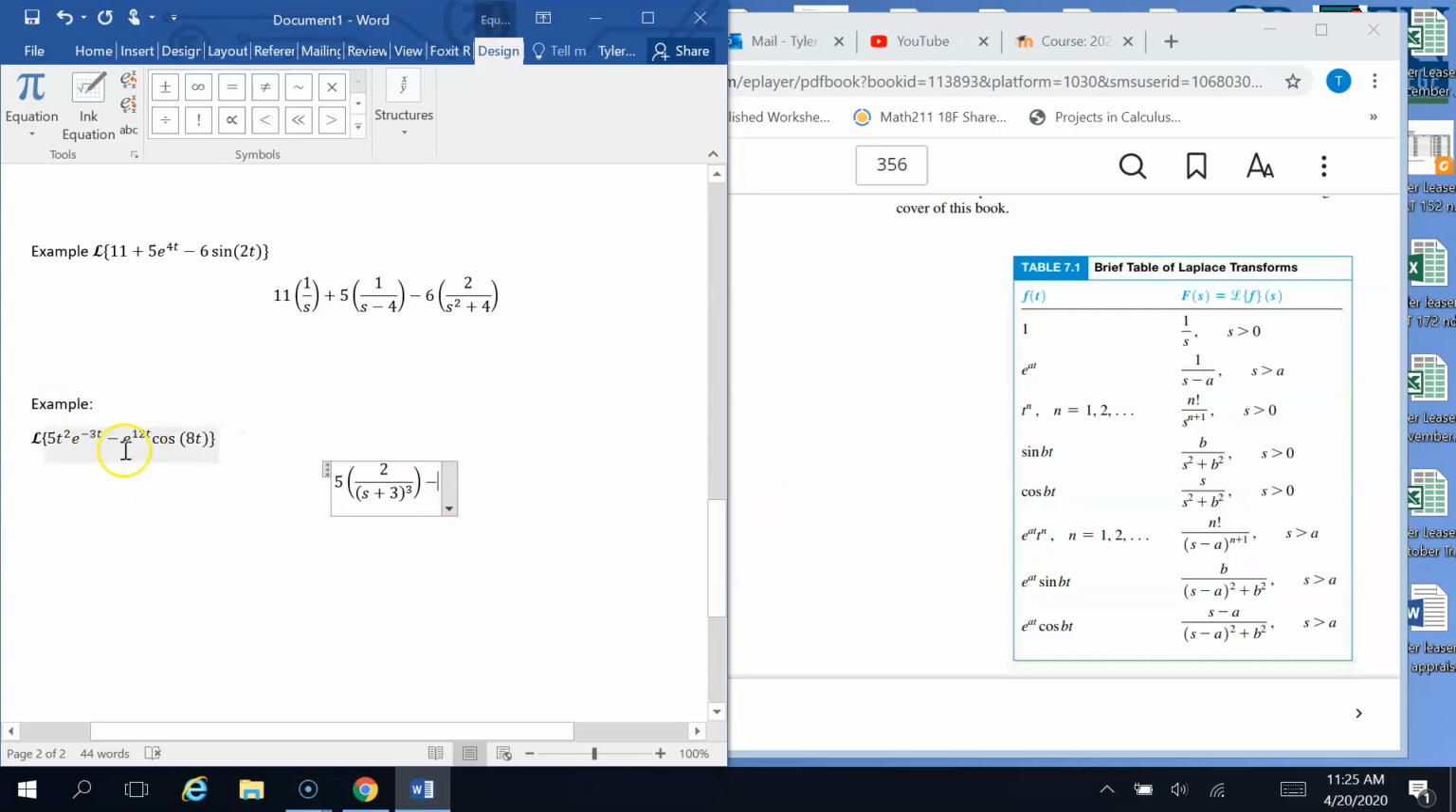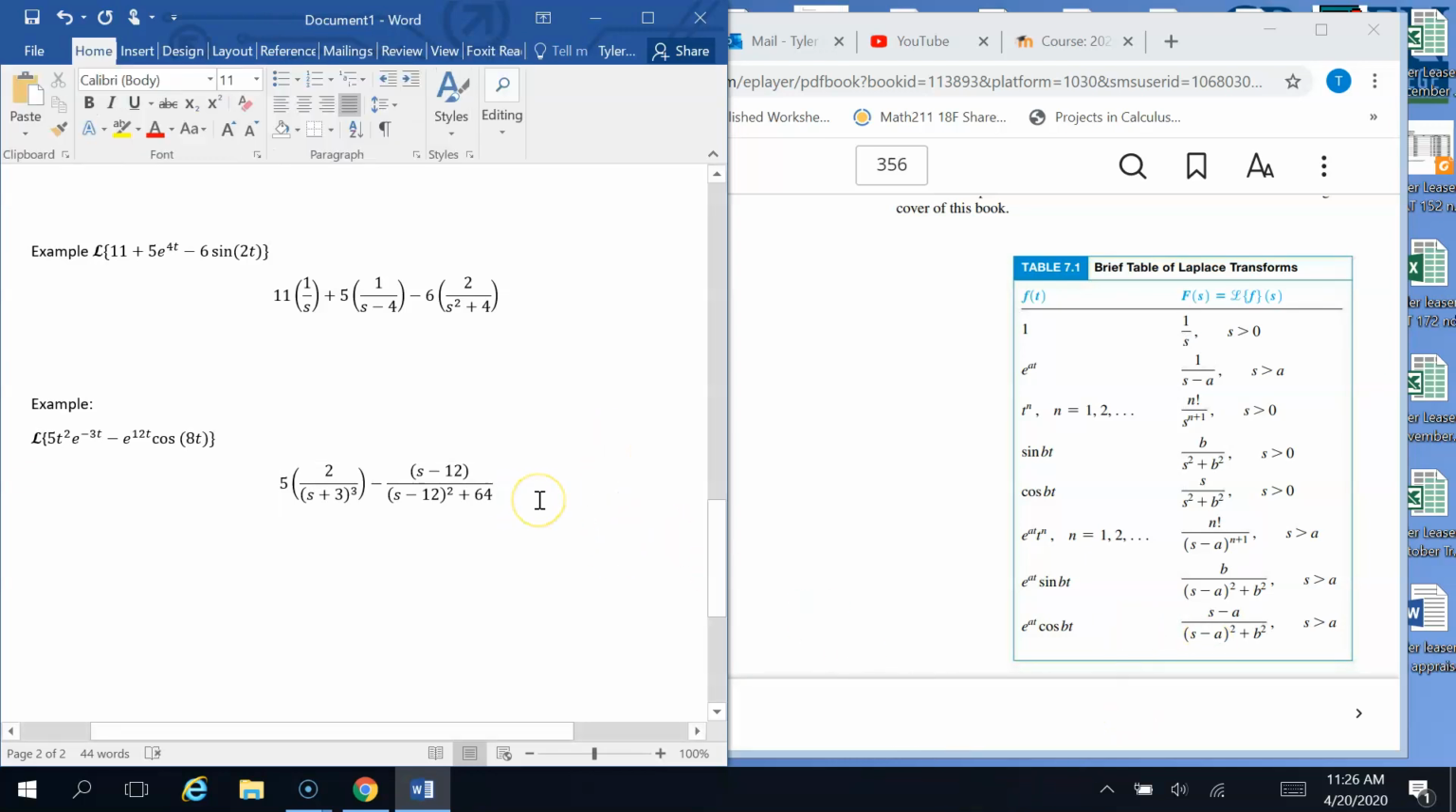All right, that's going to be minus. The negative 1 we're pulling out of the Laplace transformation. Then we have this e to the 12t cosine 8t, and that looks like this bottom one down here, where my a is 12 and my b is 8. So just plugging that in, we already took the minus sign out. Then it's going to be s minus a, so s minus 12 up top, divided by the denominator here: s minus 12 squared plus b squared, which is 8 squared, which is 64. Cool. And that's it. That's all there is to it.